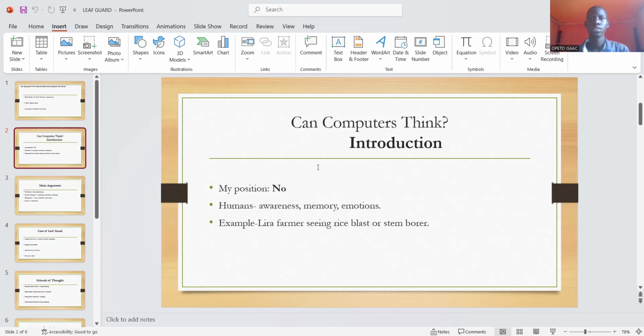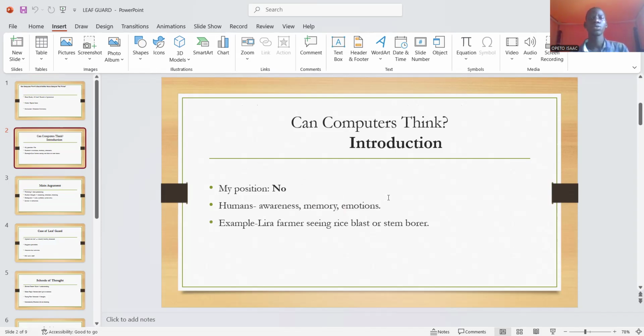Basing on the first question, can computers think? When we talk about computer thinking, I believe the answer is no. Why am I saying no? Thinking, when we give an example of a human being, is in a way that they relate to their awareness. They can create memory and emotion, unlike a computer, which only follows the rules which are programmed in it.